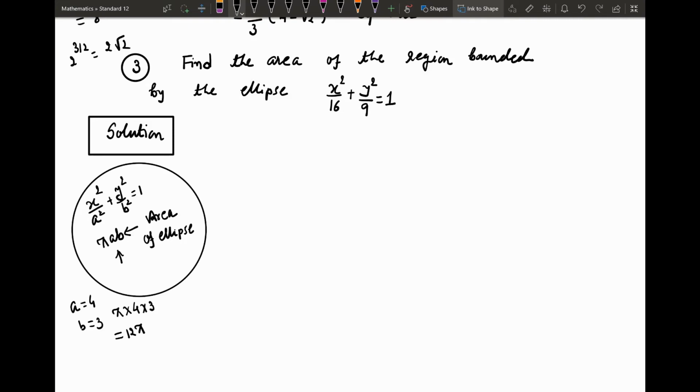This is the shortcut. As for example, for a circle having its center at the origin and radius r, we know the area of the circle is given by pi r square. Similarly, the area of the ellipse x square upon a square plus y square upon b square equal to 1 is given by pi a b. So this is the ellipse.